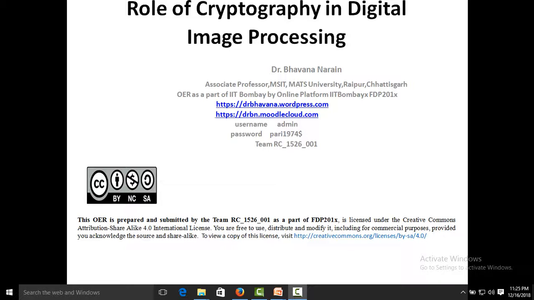Hello, good afternoon students. Today we are going to present a lecture on the topic role of cryptography in digital image processing. We will see what digital image processing is, what cryptography is, and how cryptography is applied in digital image processing. This lecture is a part of the OER program, that is Open Educational Resource, which is run by IIT Bombay, and it is part of the bbppt1 version.